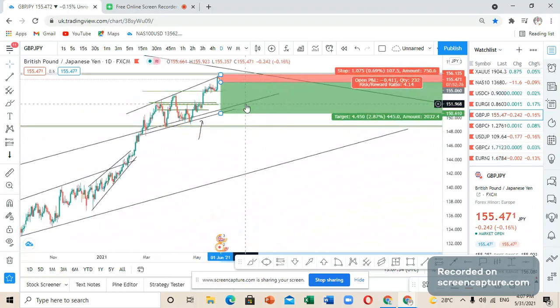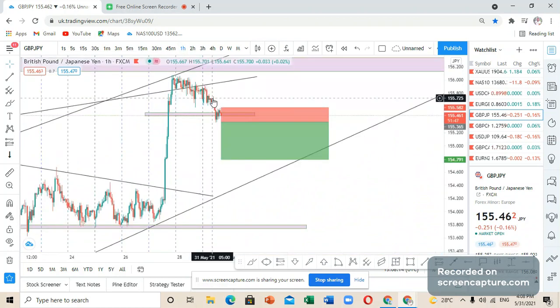So I think this is a very good position. In this position you'll be risking a total amount of 1075 pips for a total reward of 4450 pips. I think it is worth the risk. Make sure that your risk to reward ratio is always 1 to a bigger number. You can see our risk to reward ratio in this position is 4 to 14, or 1:4, which is good. It is worth the risk.